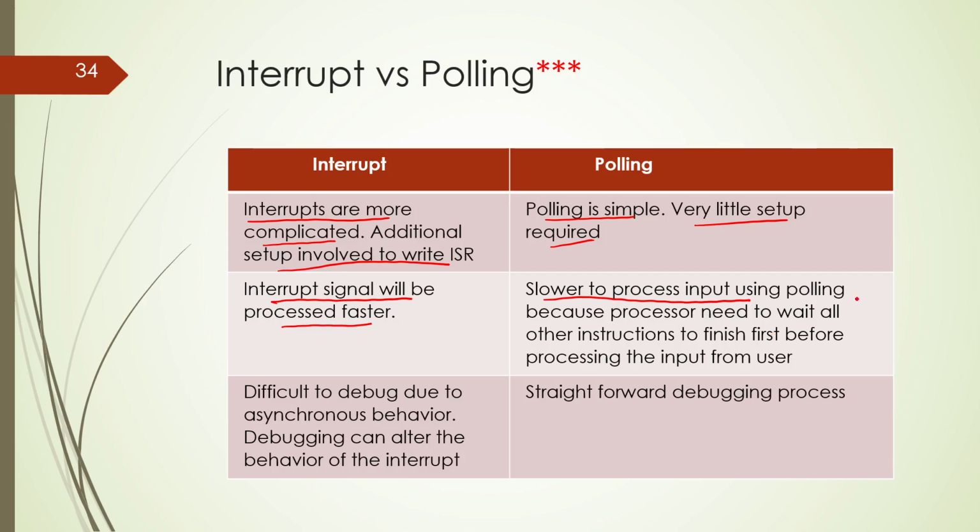So chances are with polling, you may miss the signal. Okay, when someone presses the button, you may miss it because you are processing another thing. But with interrupt, you won't miss it. When someone pushes the button, the processor will stop and the interrupt happens. And then interrupt is difficult to debug due to asynchronous behavior, and polling has a straightforward debugging process. So those are the textbook differences between interrupt versus polling. But you should be able to explain in your own words if you really understand the meaning or the definition of interrupt and polling.